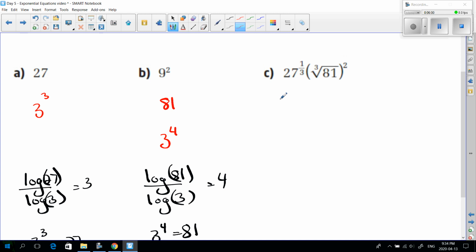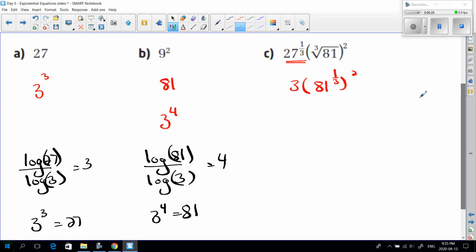Okay, 27 to the 1/3, right? There's a little more to this, but 27 to the 1/3 just means the cubed root of 27. The cubed root of 27, this whole thing right here, is going to simplify to a 3. It's multiplied by, this would be 81 to the 1/3 times 2. Now I'm not going to do the cubed root of 81 because that's not a nice whole number. I don't know exactly what the cubed root of 81 is. I know it's a little bigger than 4, a little less than 5, something between 4 and 5, but we're not going to get into guessing.